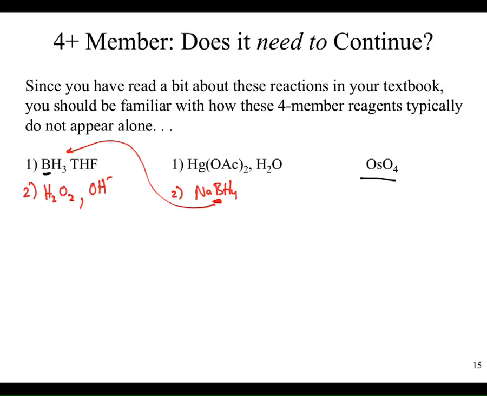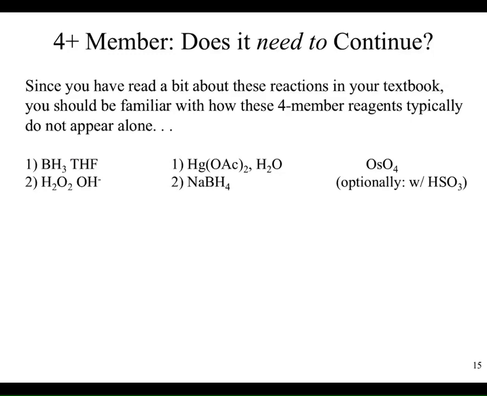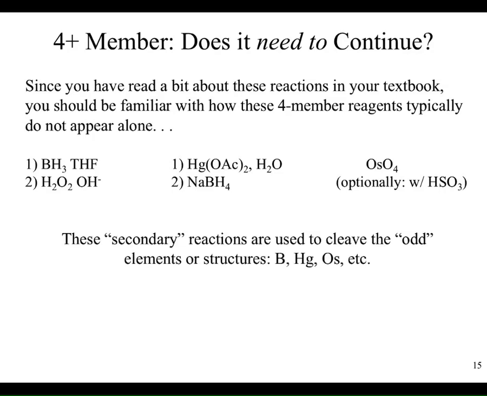And then we've got the osmium reagent, which is unfortunately just gross, to be honest. Sometimes you'll see it with an extra thing, which I don't even remember the sequence, so we'll just go through HSO3. Sometimes you'll just see it with water. You just kind of need to know that that reaction does continue to an end result. These secondary reactions are usually used to cleave these odd elements off of your structure. So if you look at a reagent sequence and think, why is that atom on there? You probably need a second step. You are responsible for knowing that second step as reagents.